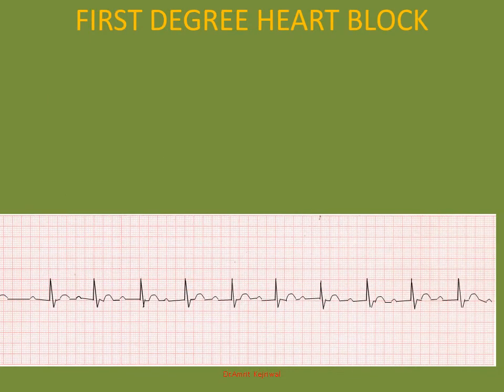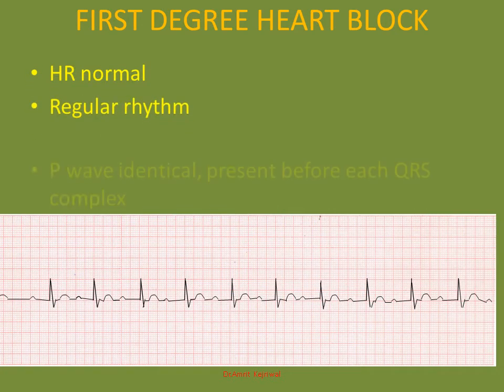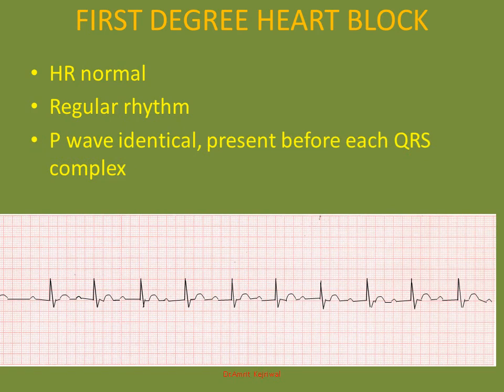First degree heart block. So in this, the heart rate is normal, regular rhythm, P wave is identical and present before each QRS complex. PR interval is greater than 0.2 second. You can see over here, greater than 0.4 second approximately here, but QRS duration is less than 0.12.